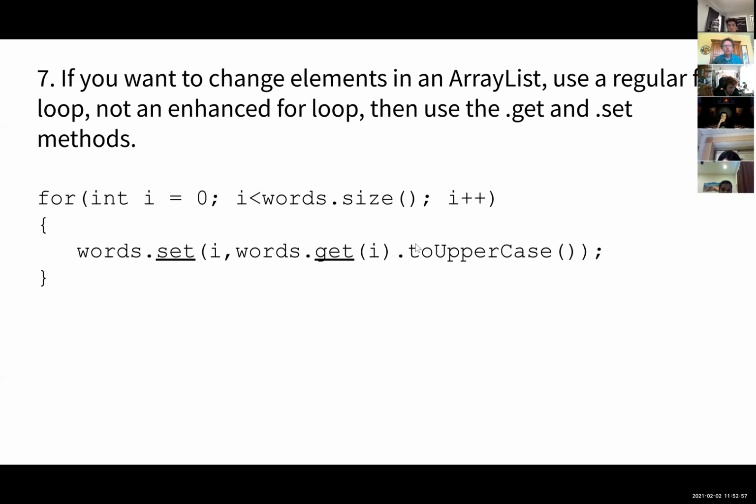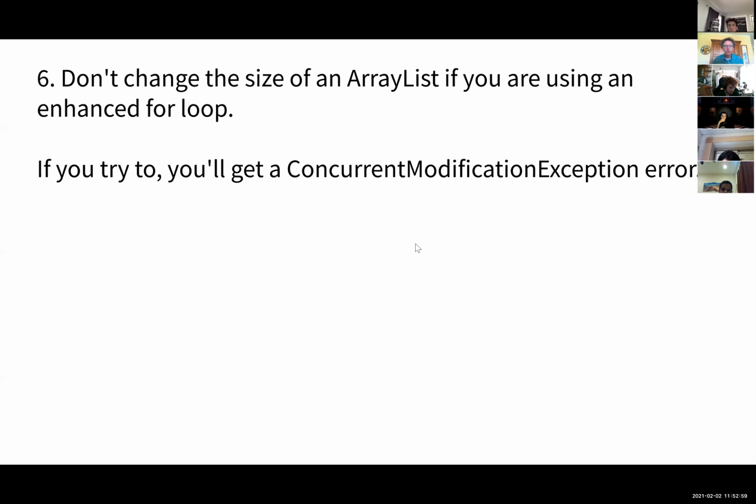I think this is the last one. Oh, no, we have 7. So here's something. It's an unspoken rule that if you break it, it'll just crash. Don't change the size of an array list if you're using an enhanced for loop. Let's say you were doing an enhanced for loop and you're going through an array list, looking at everything, and then you're like, oh, I want to add a new element to the end. If you do that, you'll get this error. It'll crash. It'll say concurrent modification exception error.